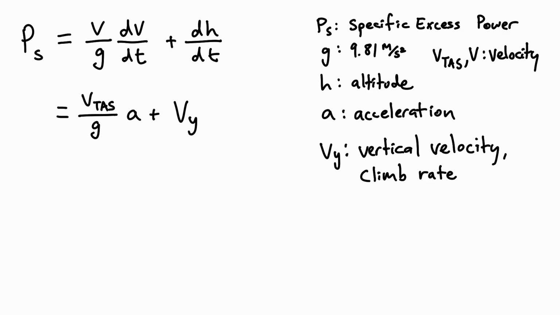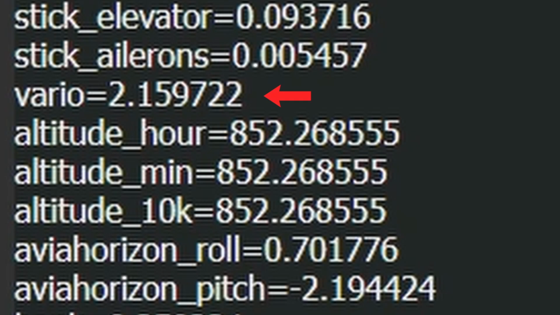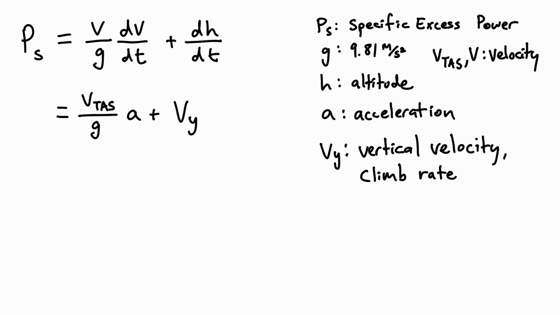For the derivative of height term, we could take the derivative of the altitude ourselves, but there's already a more precise parameter output by localhost called vario, meters per second, that already does this for us, so we can just log that value directly using another user parameter. And so we have our more precise, calculated specific excess power.